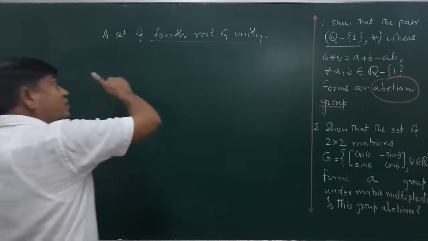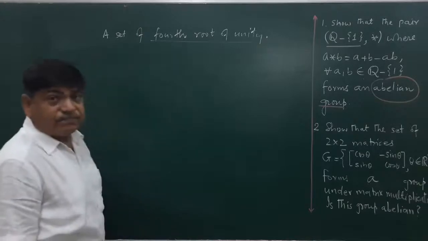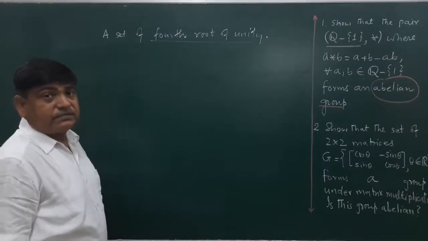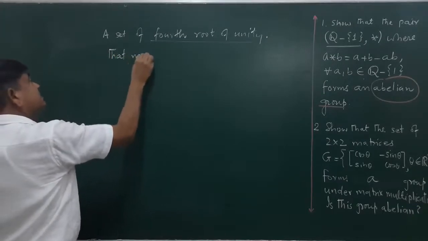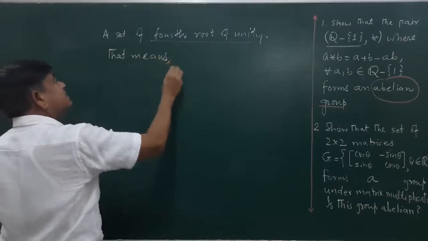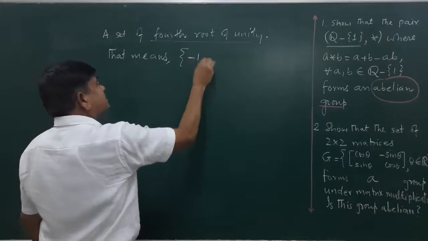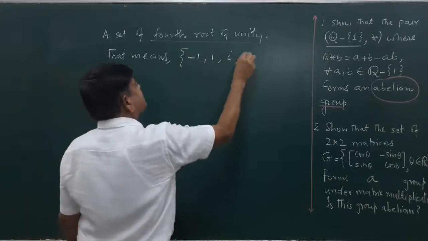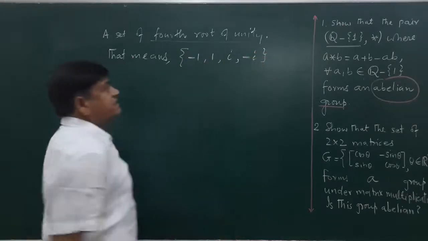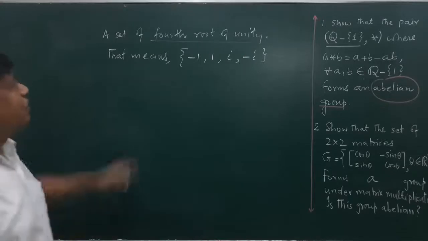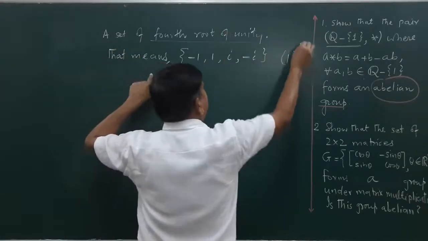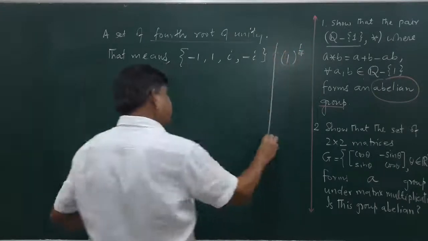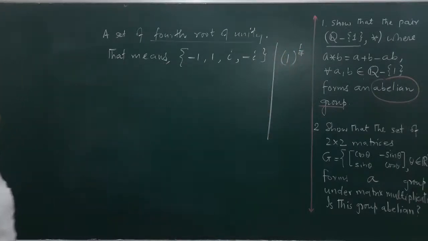A set of fourth root of unity means this. Fourth roots of unity means 1 to the power 1 by 4. It is that. Fourth root of unity.